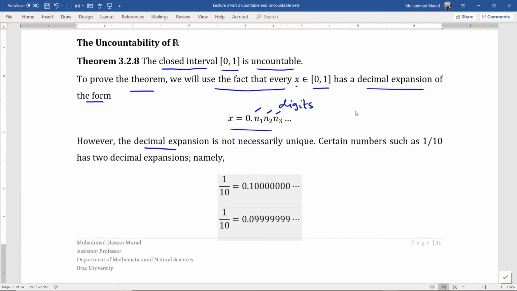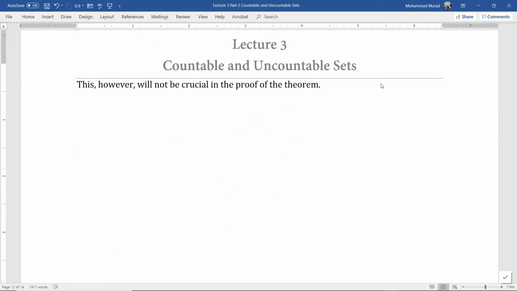However, the decimal expansion is not necessarily unique. Certain numbers such as 1/10 have two decimal expansions, namely 1/10 can be written as 0.1 with infinitely many zeros, or 0.09 followed by infinitely many nines. This, however, will not be crucial in the proof of the theorem. The proof uses Cantor's famous diagonal argument, or in other words, diagonalization argument.